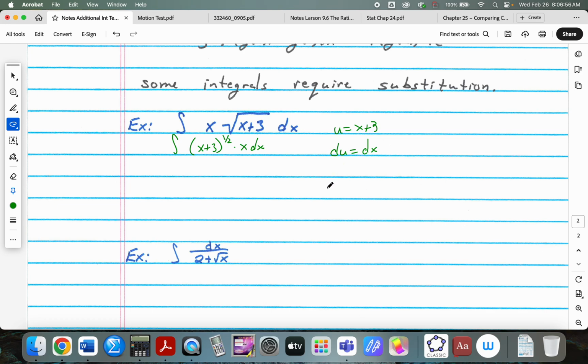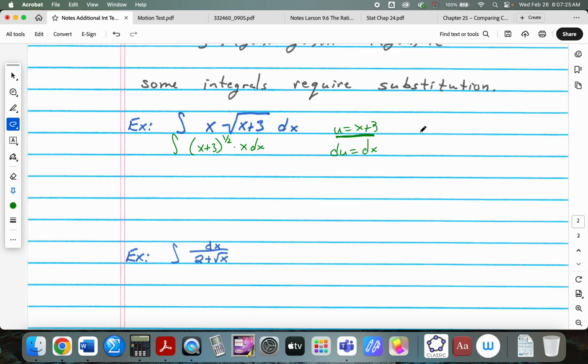Unlike U substitution, you've got one more step at this point. Because we've accounted for the dx, it's going to be replaced with du, and we've accounted for the x plus 3 to the 1/2, that's going to be replaced with u to the 1/2, but we haven't accounted for this variable here. Typically what we have to do is solve our u statement for x.